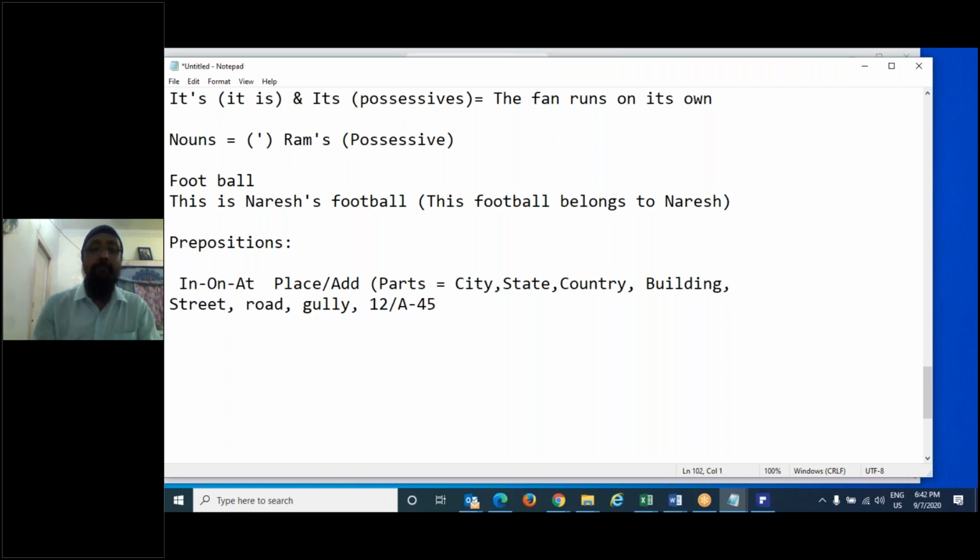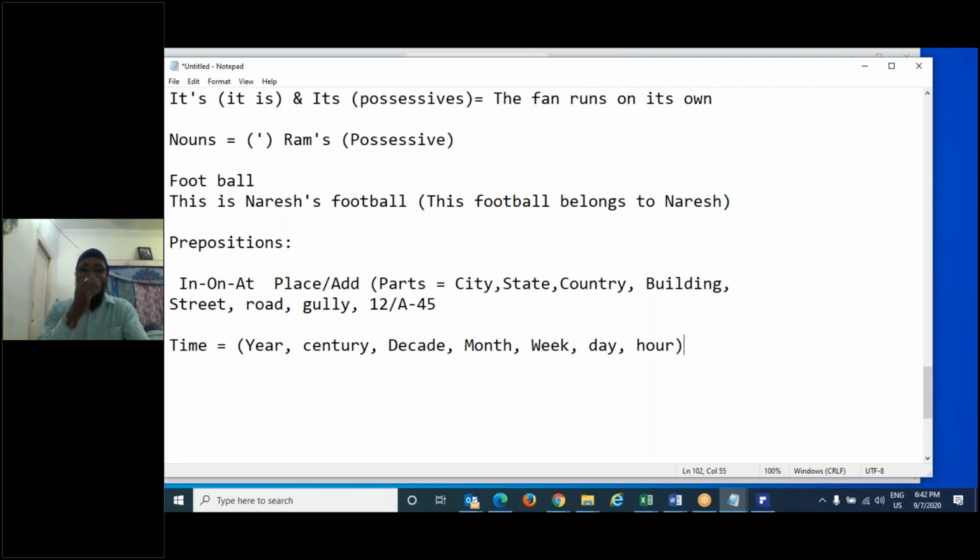Similarly, in, on, at, when we define a time. So when we say time, if we segregate or state the time in various factors, time as year or century, decade, and month, week, day, hour. So if we are talking about time in this way, in terms of year or century or decade or a month or a week, the frequent prepositions that we use are in, on, at.